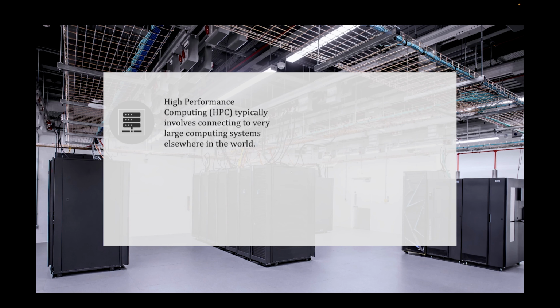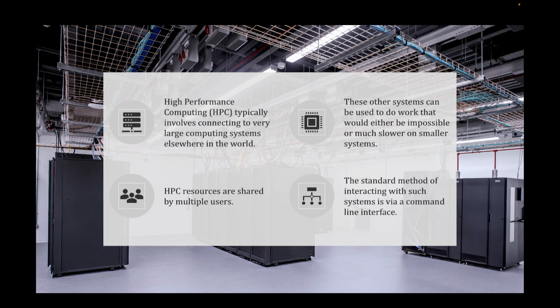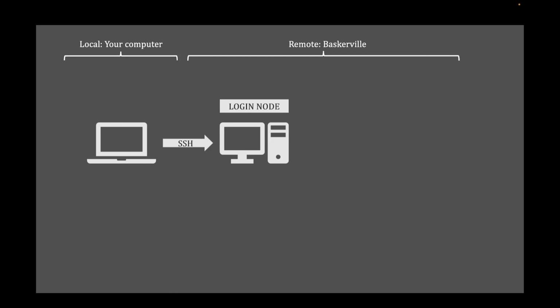High performance computing, otherwise known as HPC, typically involves connecting to very large computing systems elsewhere in the world. These other systems can be used to do work that would either be impossible or much slower on smaller systems, such as your laptop. HPC resources are shared by multiple users, and the standard method of interacting with such systems is usually via a command line interface. To connect to Baskerville from your local machine, you would usually use SSH via a terminal. Once you do this, this will drop you into a login node, which is an access point from where you would run your batch job.